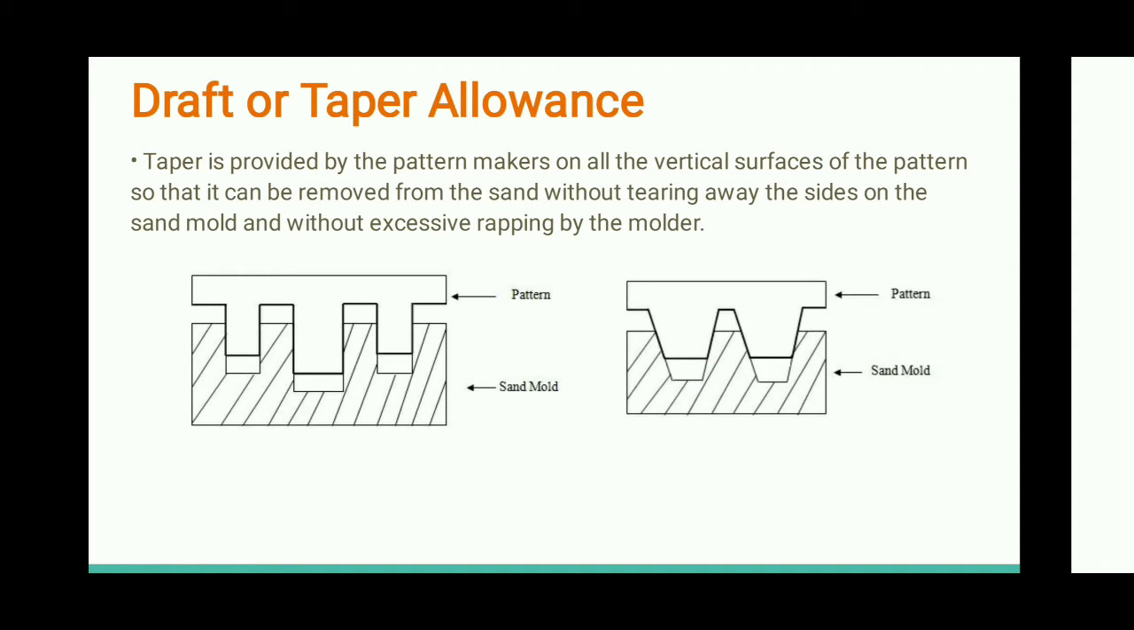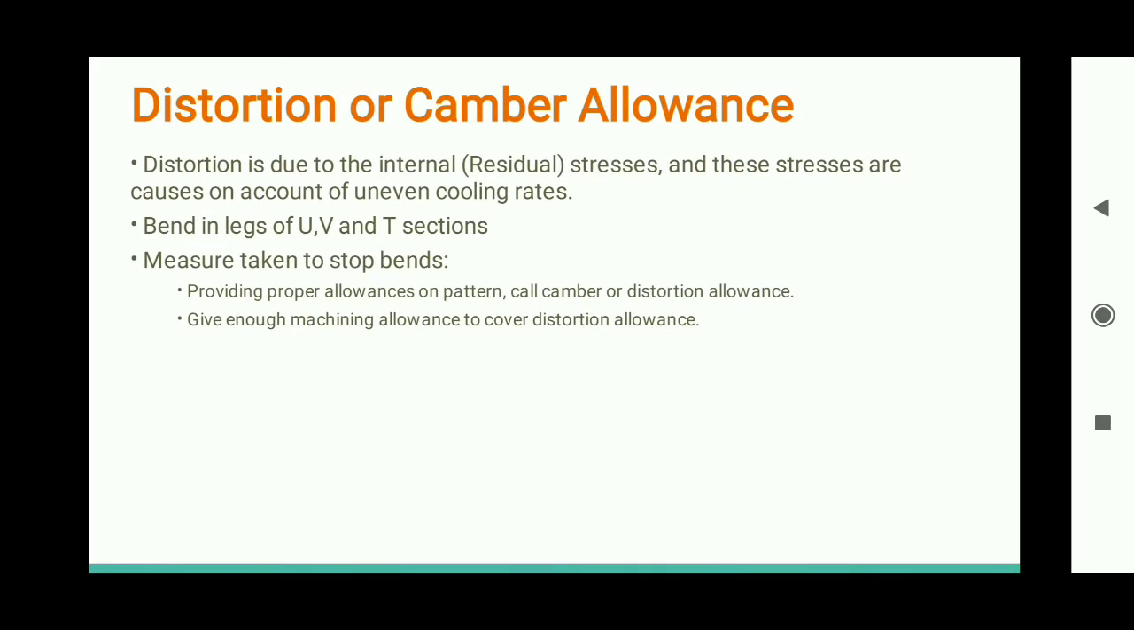In the previous video, when we studied these allowances, I also mentioned that these allowances are related to each other. You can see in this taper section, we provide the taper in the beginning, but at the end we use the machining allowance to remove this taper portion. Okay, so next is distortion or camber allowance.